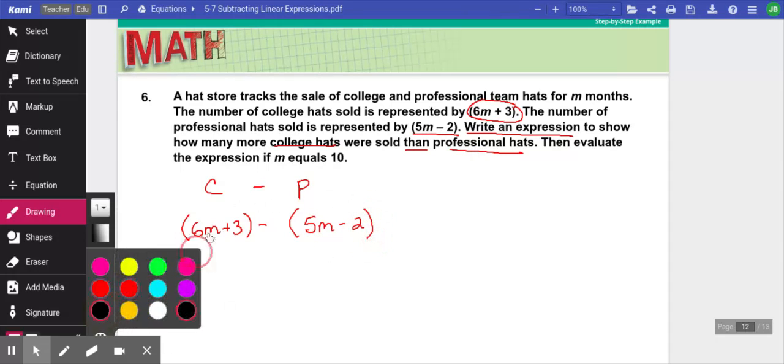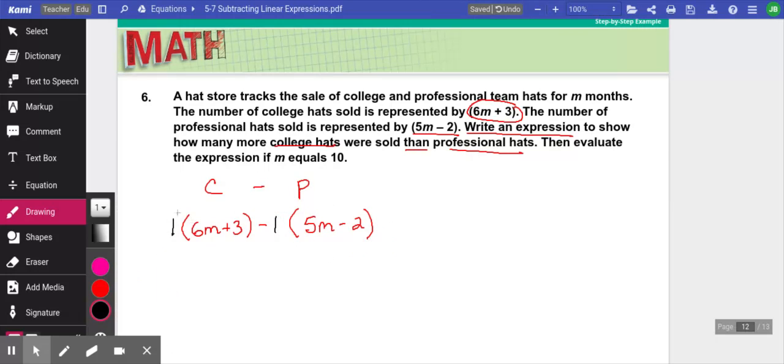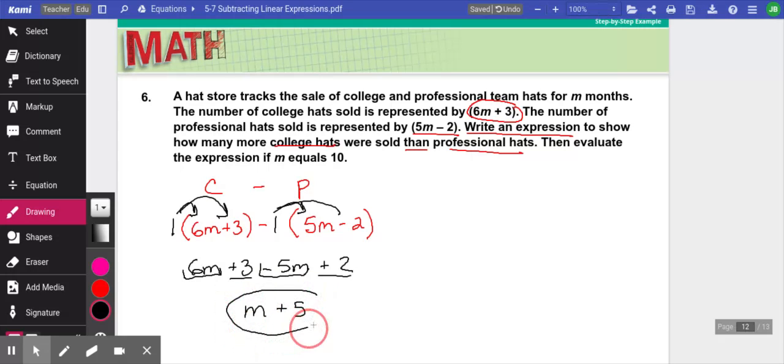We still want to distribute our 1, so I'm going to put my 1 in front, and I'm going to distribute 1 times 6m, 1 times positive 3, negative 1 times 5m, and negative 1 times negative 2 is positive 2. When I combine my like terms, my 6m and negative 5m becomes 1m, and 3 plus 2 is 5. So this becomes the answer for the write an expression portion. That's my first answer. Now, we could label this maybe part A.